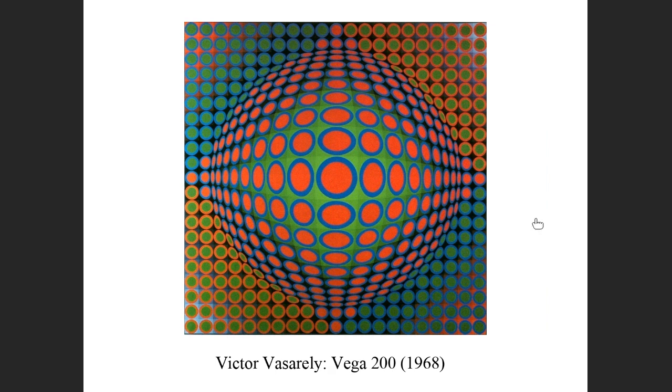Now, we're going back in time a little bit. So this is in the 60s. You might have heard about this artist, Victor Vasarely. Do you know what school of art he was in? Or what group, or what category, if you will. He was huge in the 60s. Op art. That was short for optical.